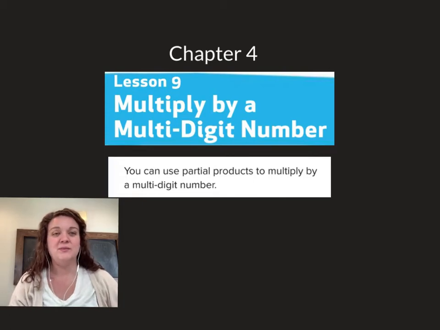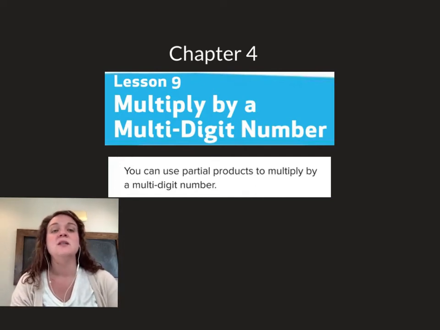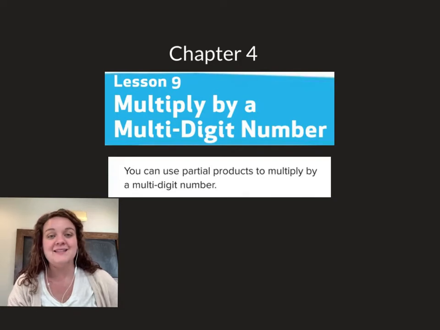Hey guys, welcome to Chapter 4, Lesson 9. Today we're going to be talking about multiplying by a multi-digit number. Multi just means more than one. You can use partial products, so partial means part of, right? If we break our factors apart, we can multiply them together to get our full answer. So let's get started.